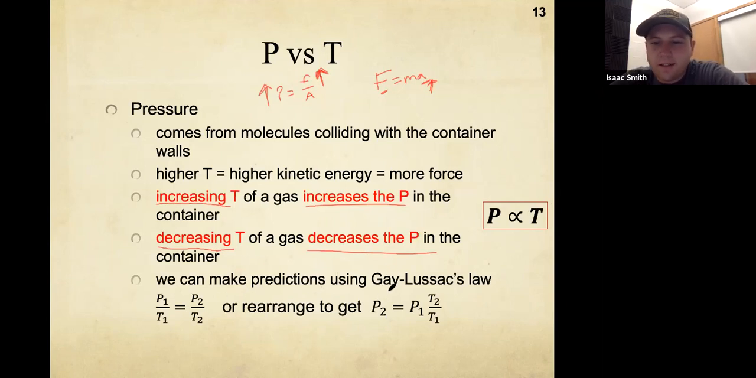So Gay-Lussac's law. This is the law that relates pressure and temperature, okay? And what it says is basically, because they're proportional, the pressure over the temperature of a gas at one point is going to equal the pressure over the temperature at another point. Basically, there's going to be a lot of equations and a lot of names of different laws, like Boyle's law and Charles' law and all these different things. And really, they're just going to be relating two different variables. So it might be pressure and temperature, or pressure and volume of a gas.